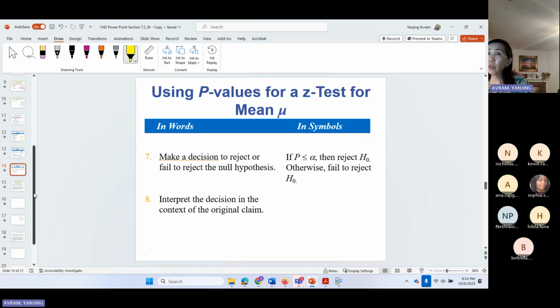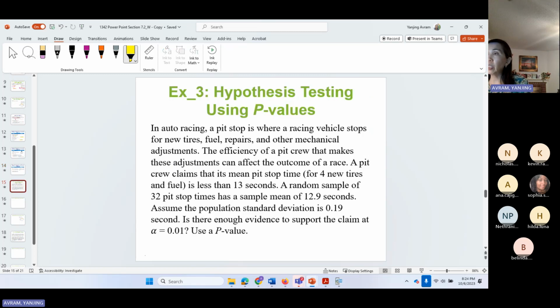All right, so let's look at one detailed question, and we're going to use this question to explain every procedure we just talked about earlier. The good news is the next section is very, very similar to this section, okay? Instead of using Z, you're just using T. Otherwise, the procedure will be very much the same, all right? So let's look at this one right here: hypothesis testing using p-value.